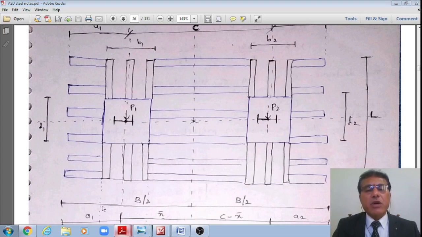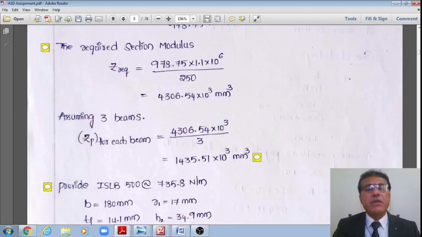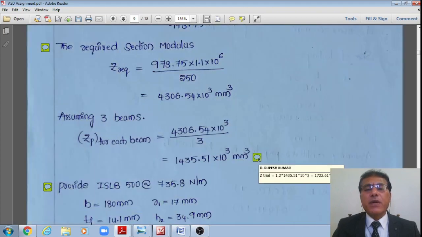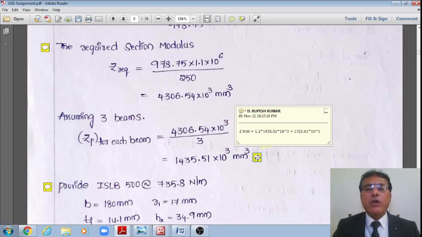Therefore, the section modulus required for each of these beams, the plastic section modulus required, is equal to 4306.54 divided by 3 into 10^3. It works out to say 1435.51 × 10^3 mm³. However, for a trial section, you increase this value by 20% more. Therefore, the plastic section modulus required for the trial section is 20% extra on this value 1435.51. It works out to say 1722.61 × 10^3 mm³.